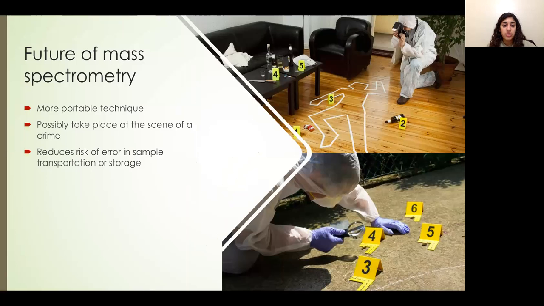The future of mass spec is heading towards a more portable technique, meaning analysis will be able to take place outside of the forensic labs. This means analysis can take place at the scene of a crime, for example, minimizing room for error in sample transportation and storage. Overall, mass spectrometry is a beneficial technique in the field of science.